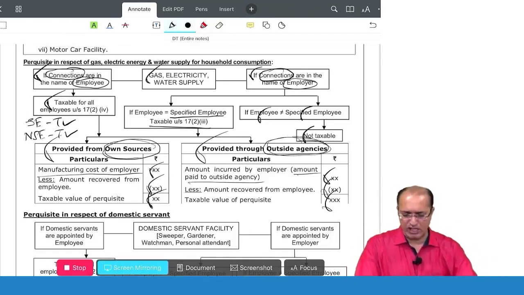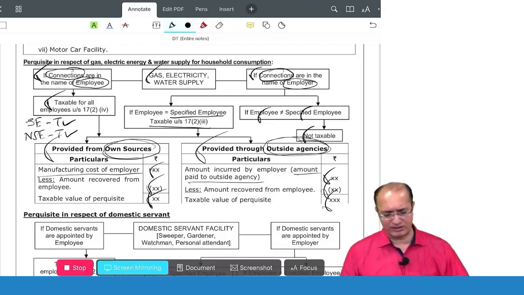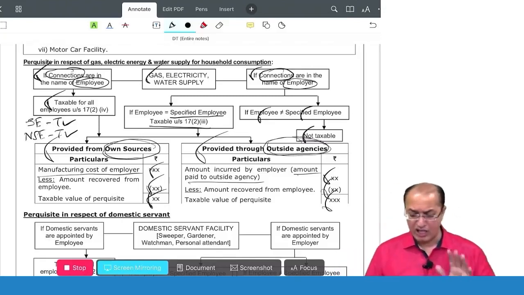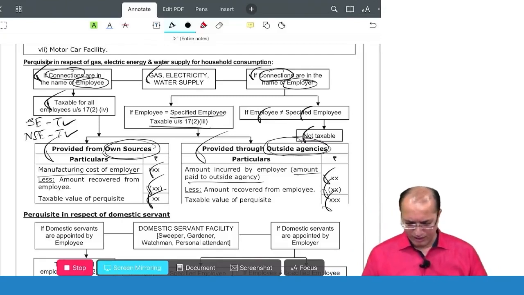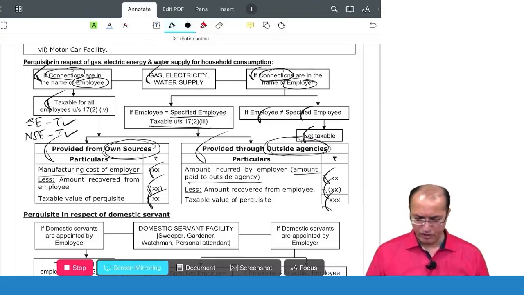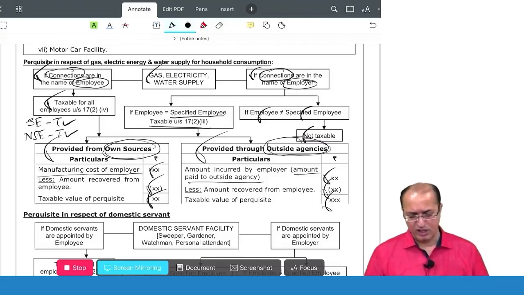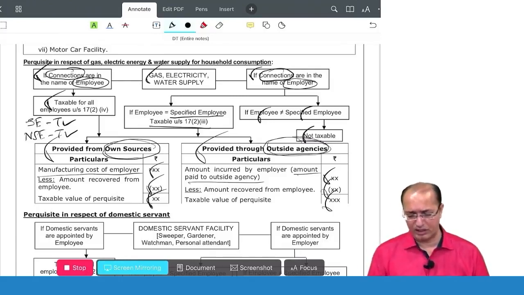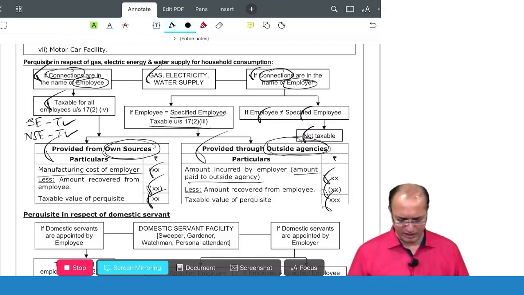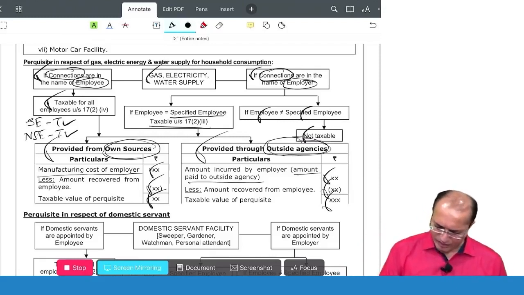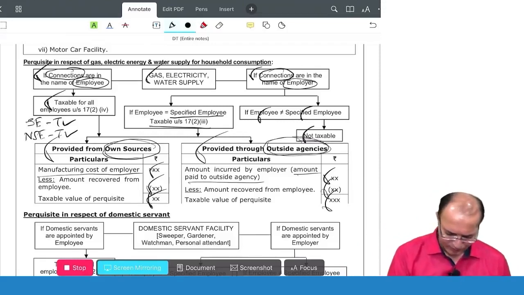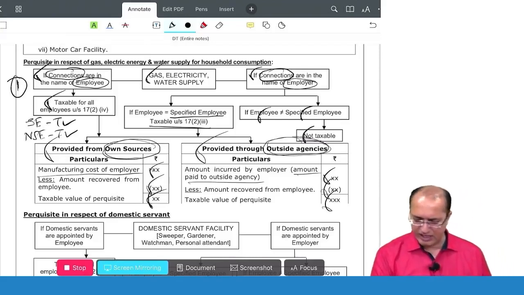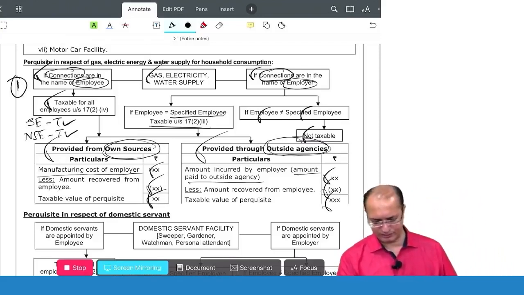Yes. See, intentionally I have taken a lot of time on this gas, electricity, water supply facility. It is too small, but intentionally I have taken a lot of time to make you understand clearly the distinction between 17(2) clause 3 and 4, when the perquisite will be taxable, and in whose hands it will be taxable. Now, from the next point onwards, our speed will be higher as compared to this point. If any one of you has a doubt in this point, please do ask. From my side, I have completed this gas, electricity and water supply facility.